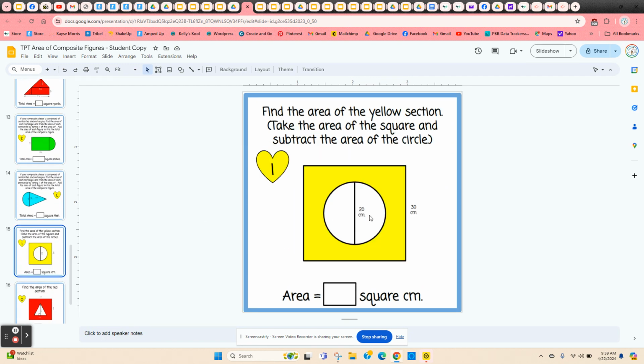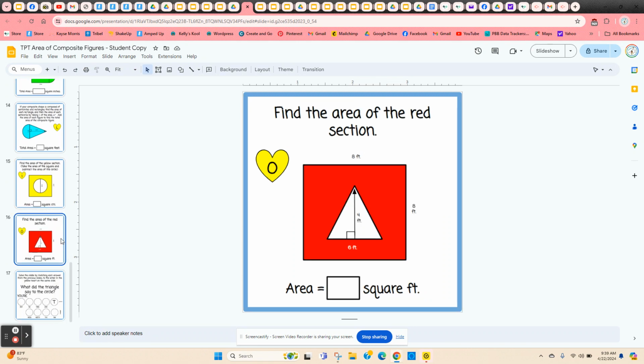And then they have one where they have a circle inside a square. And we want to find the area of just this yellow section here. So they're going to take the area of the square, subtract the area of the circle, and they'll get the area of this section. They're going to do that on the next one with a triangle. So they want to take the area of the square, subtract the area of the triangle.